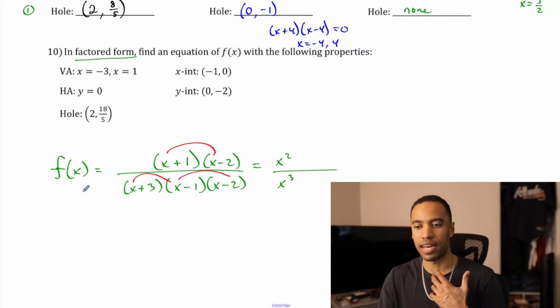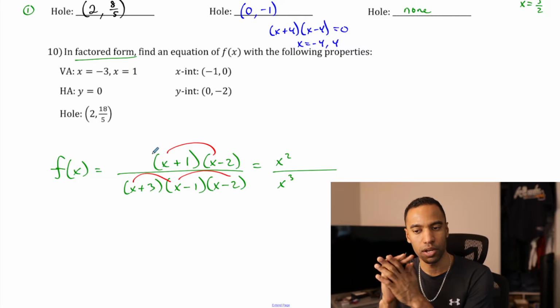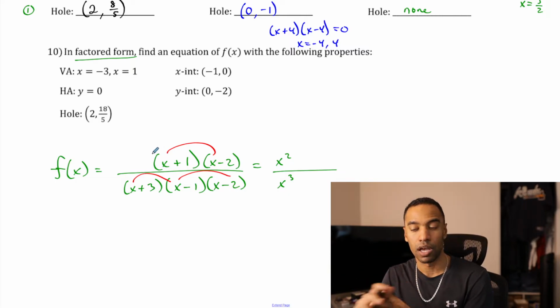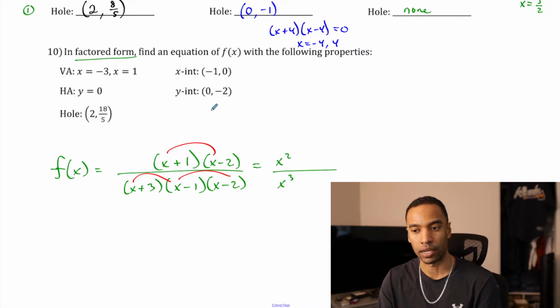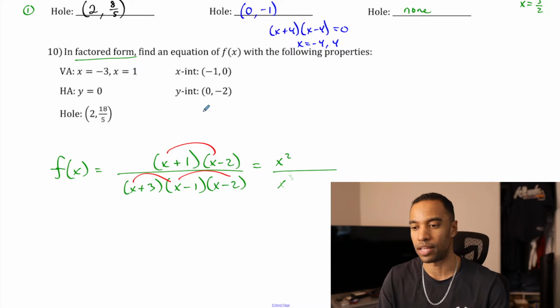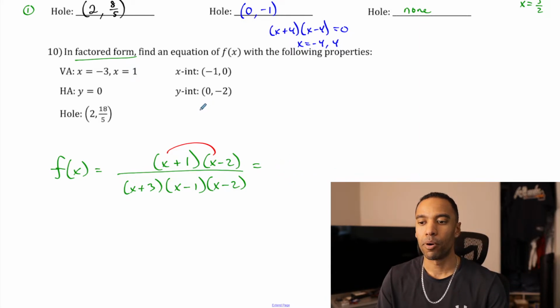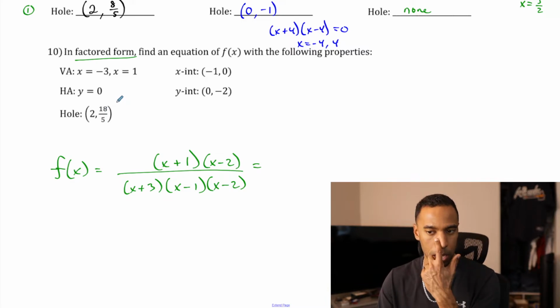So I already naturally, through this setup, as long as I don't add other factors on top, have a y equals 0 horizontal asymptote going. So I don't have to do anything else to that. I'm set there. But what remains is looking at the y-intercept and this hole at 18/5.